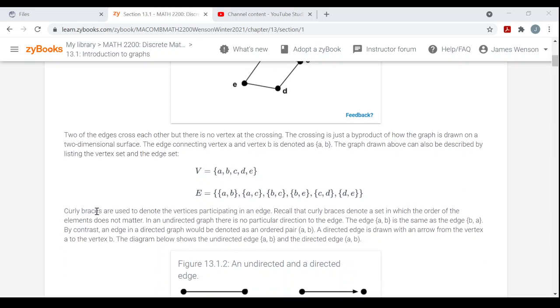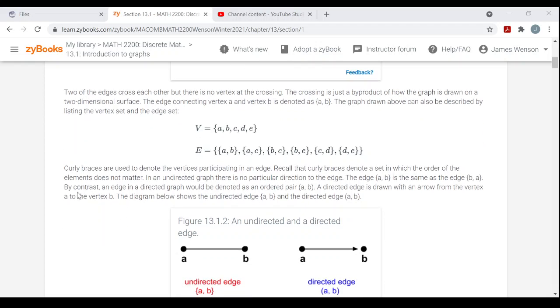So like I said, curly braces are used to denote the vertices participating in an edge. Recall that curly braces denote a set in which the order of the elements does not matter. In an undirected graph, there is no particular direction to an edge. So the edge with the set A and B is the same as the edge with the set B and A. They're the same thing, same set.